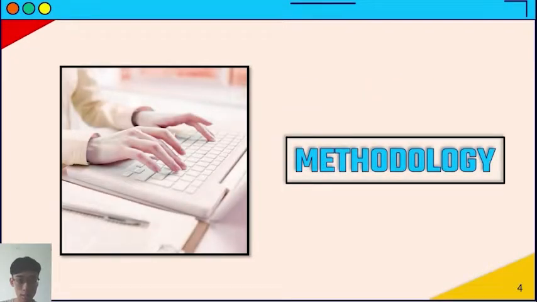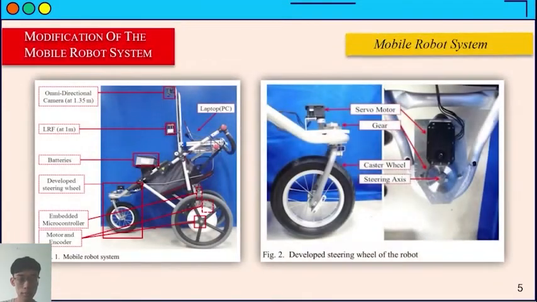The methodology. The first is the mobile robot system. You can see we have 2 figures. Figure 1 is the mobile robot system. It has 3 wheels. It has some sensors and some actuators. You can see the laptop, the camera, and LRF used to recognize the target person and people around the robot. The battery supplies the power.